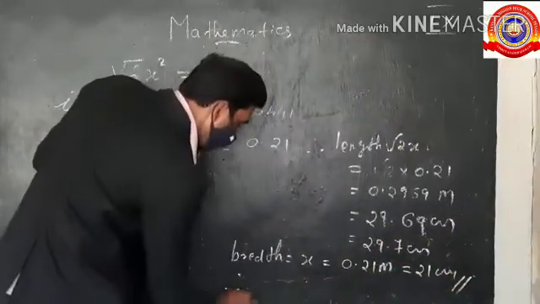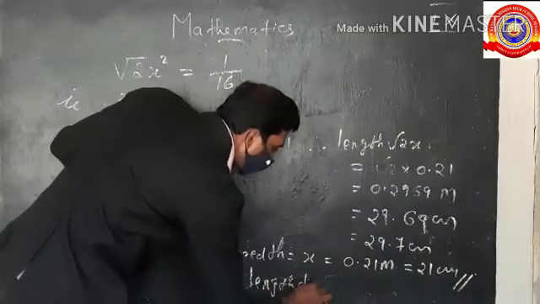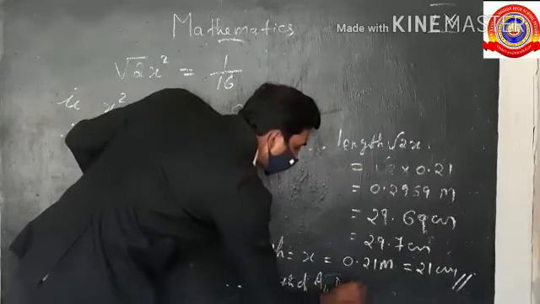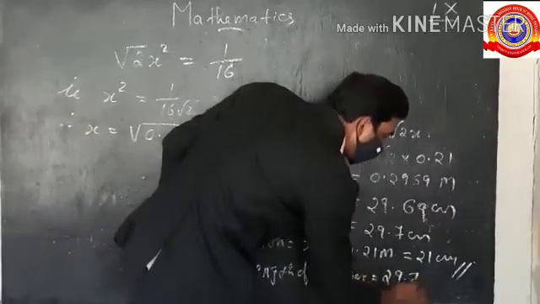Therefore, length of A4 size paper is equal to 29.7 centimeter.